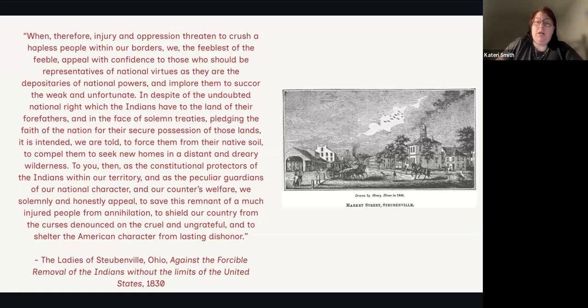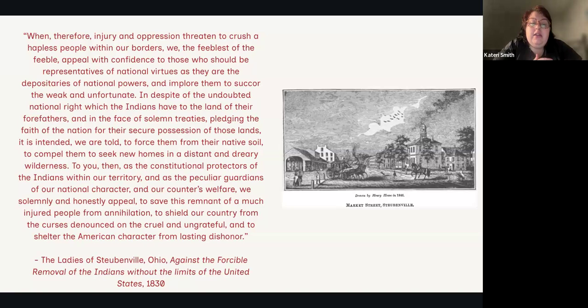Steubenville, Ohio was set up around an Indian fort 41 years before this letter. They would have known the lived reality of people and the conflicts that Native people had within their own vicinity. They were not from Boston, where it had been settled for decades and decades.